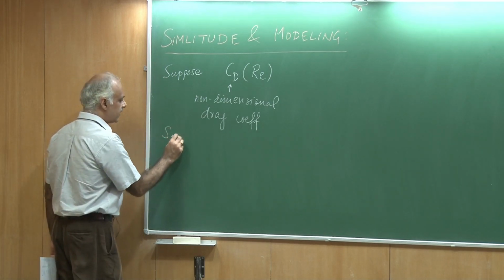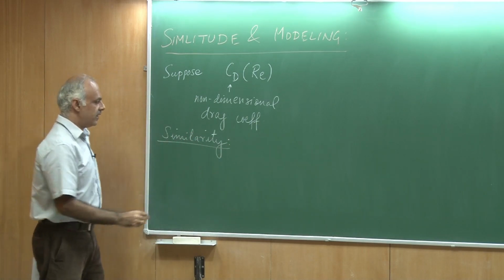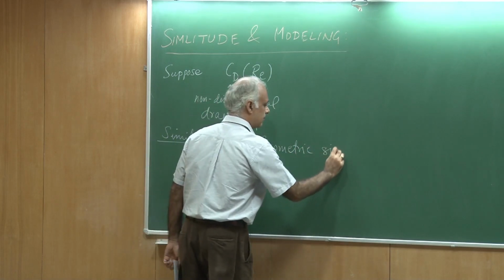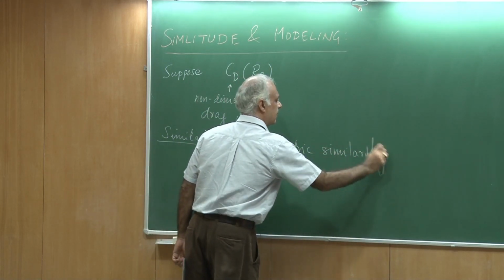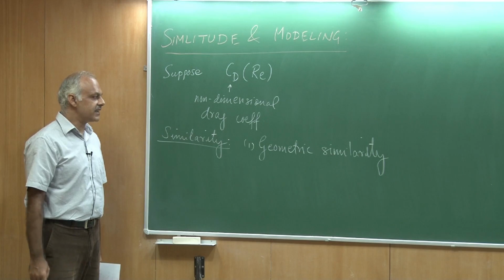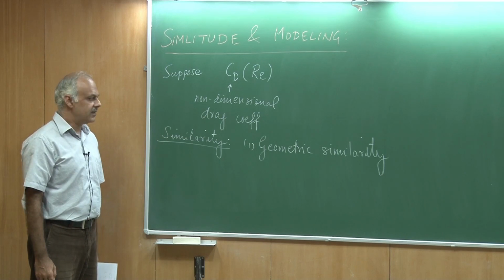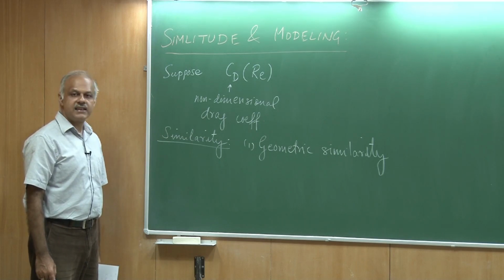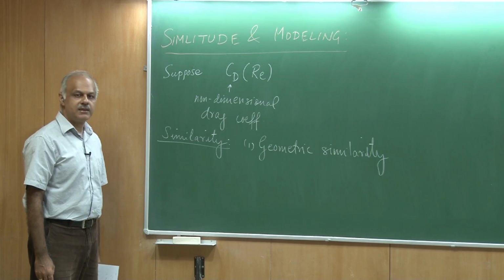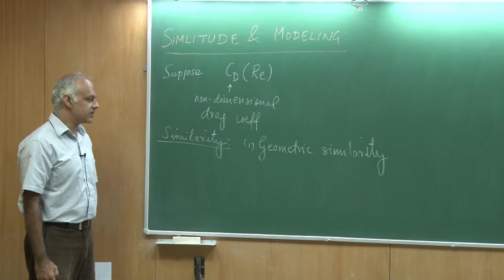So, if we want to look at similarity, the first thing was geometric similarity. And this means that the shapes are similar, in fact shapes are identical, but the length scales are related to each other by a constant scale. So, if I had, let us say, a rectangle in the model and in the prototype, then it is rectangular in both of them, and the length scales for the width and for the length of the rectangle would be in the same proportion.